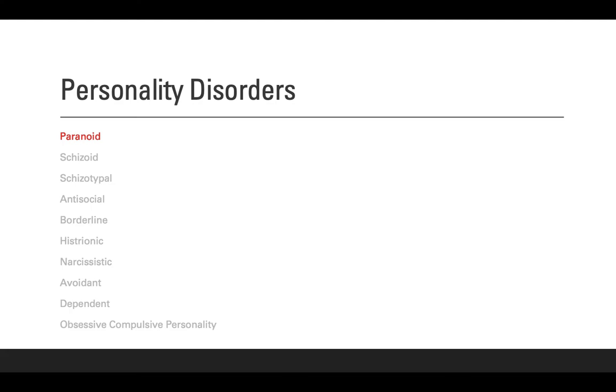So, paranoid personality, real simple, they don't trust anybody at all. Doesn't matter. Everyone has an ulterior motive and they're out to get them. That's it. But they don't have the psychotic symptoms of hearing or seeing things, like the walls told me this. They've just always been paranoid.